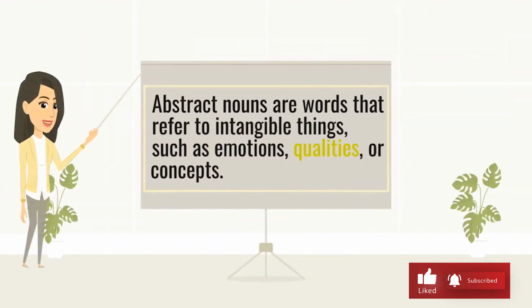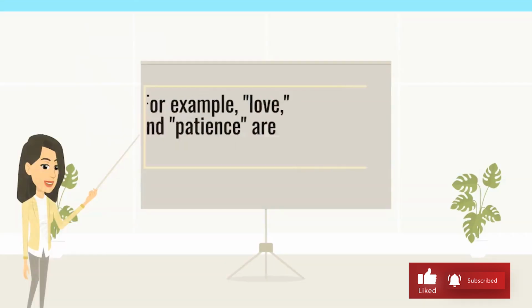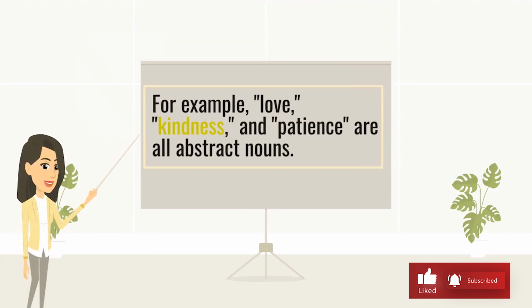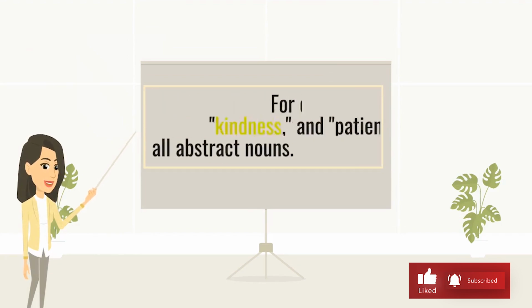Abstract nouns are words that refer to intangible things, such as emotions, qualities, or concepts. For example, love, kindness, and patience are all abstract nouns.